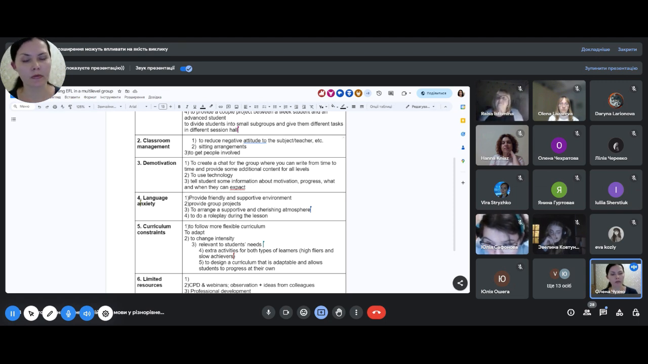Demotivation. So the next one is demotivation. I mentioned that already, but still. The first idea is to create a chat for the group where you can write from time to time and provide some additional content for all the levels. So if you have ever done that, if you have ever experienced that as learners, please comment on that. Why do you think it is effective?